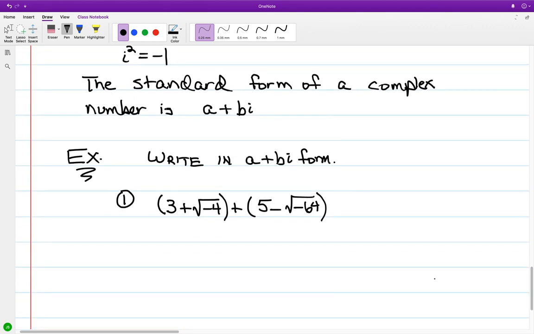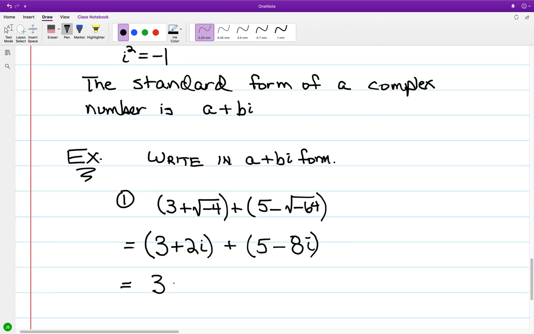Okay, so we have complex numbers in the mix. Let's say I go ahead and translate out the square roots of -4 and -64. In the rewrite, we're going to have 3 plus 2i, quantity. And for 5 minus the square root of -64, we have 5 minus 8i. And removing the parentheses, we have 3 plus 2i plus 5 minus 8i.